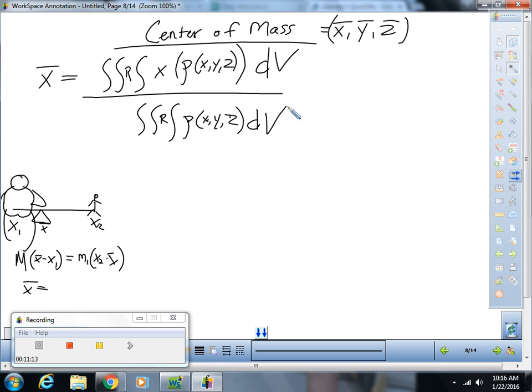Hopefully that translates pretty easily. Okay? Y bar and Z bar are the same thing, but you multiply by a factor of Y and a factor of Z. Remember that X represents the distance from the YZ plane, and that's just like this. That's what this is. Okay?